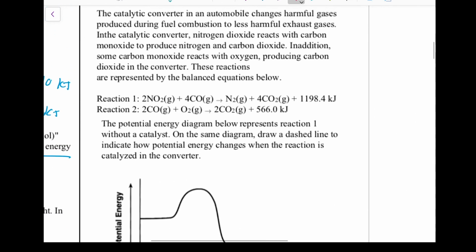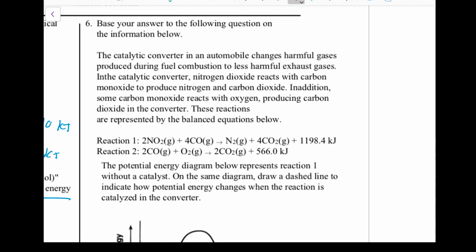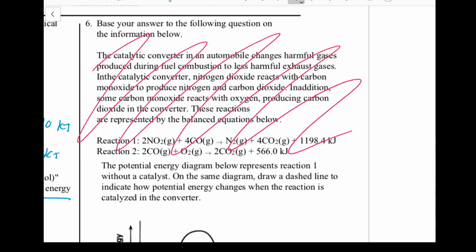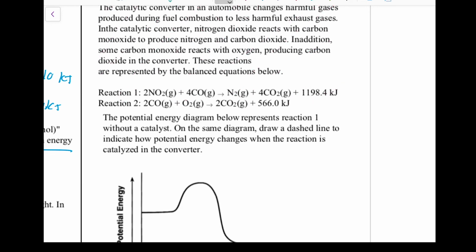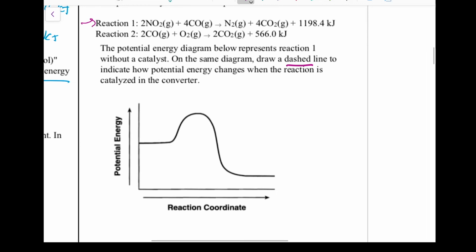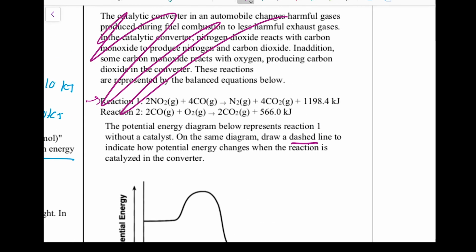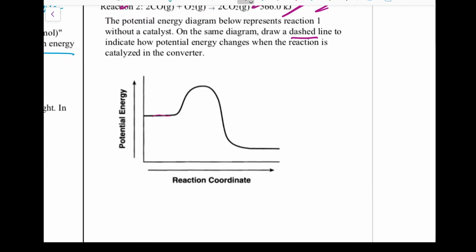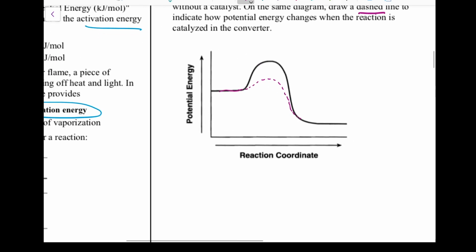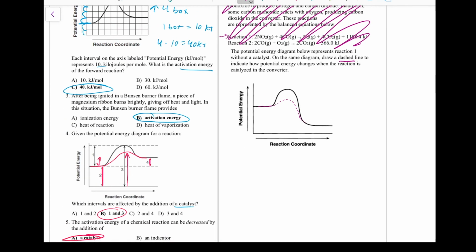Number 6 gives you a whole bunch of words. We don't care about this at all. It says PE diagrams of reaction 1. So we kind of care about this, but not really. Without a catalyst, on the same diagram, draw a dashed line to show what a catalyst would look like. Again, we don't need really any of this. If you're drawing a catalyst, it doesn't change where you start, doesn't change where you end, it only lowers that curve. This question comes up a lot. There's only so many ways you can ask this one thing.